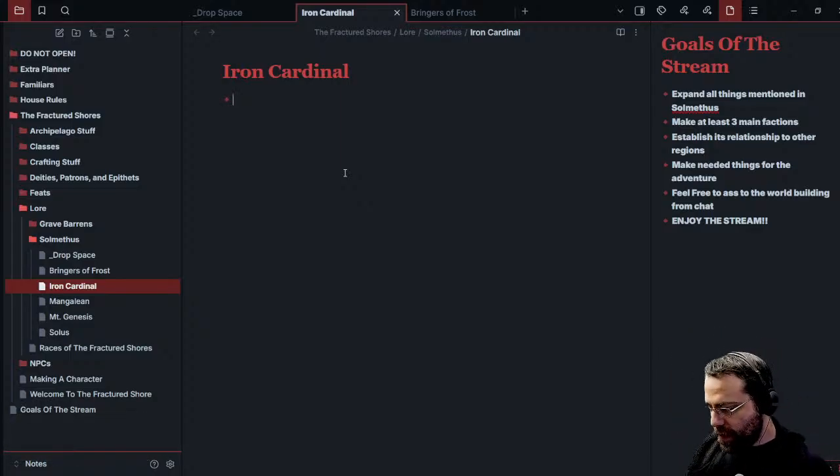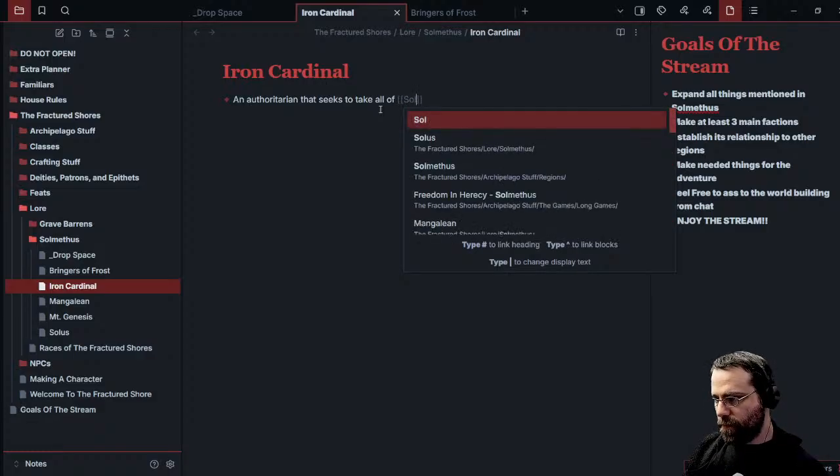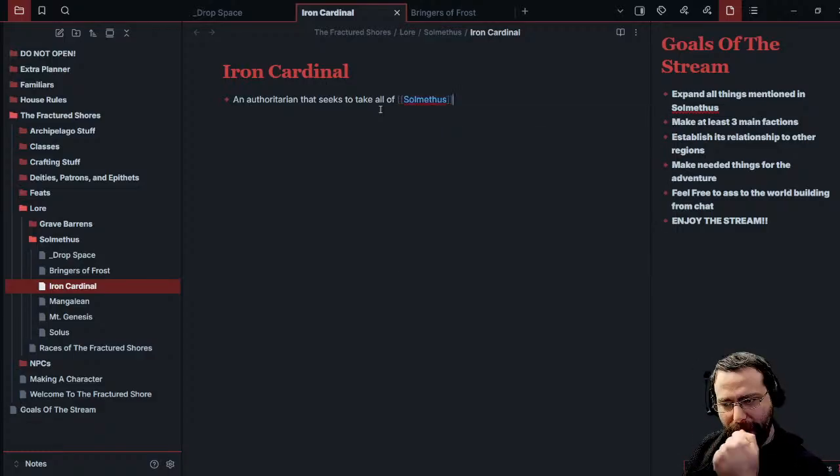Alrighty. Authoritarian. Can't spell. Oh, it's AU, dummy. An authoritarian that seeks to take all of Solmethus. By the way, I say that he wants to because he can actually do it. There's actually a real shot that he could do it.